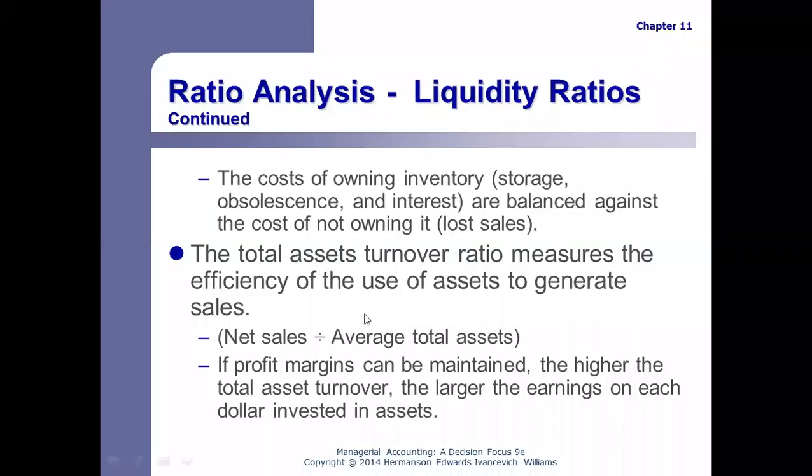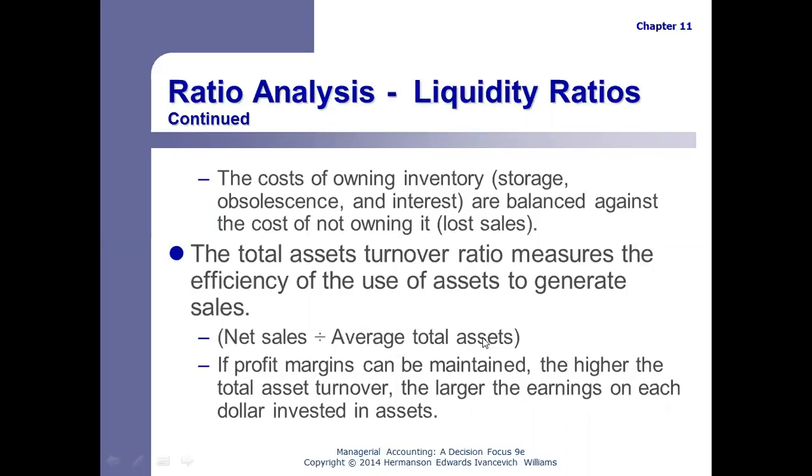Total asset turnover ratio is your net sales divided by your average total assets. And just like all the other averages we've seen in ratios, the average is the beginning balance plus the ending balance. Add those two, divide by 2. That's the average, in this case, total assets.